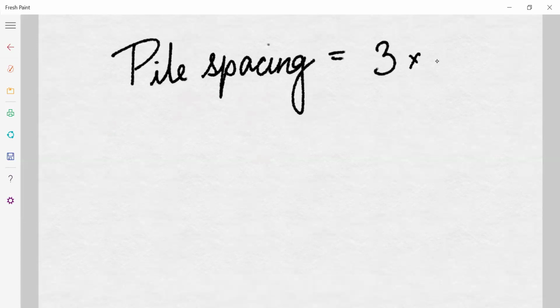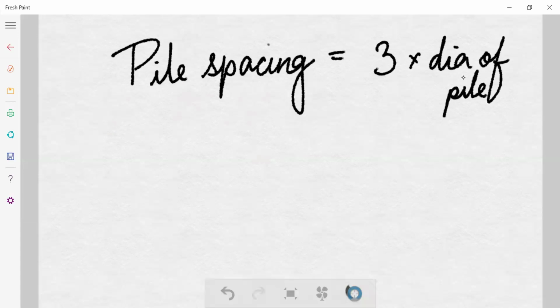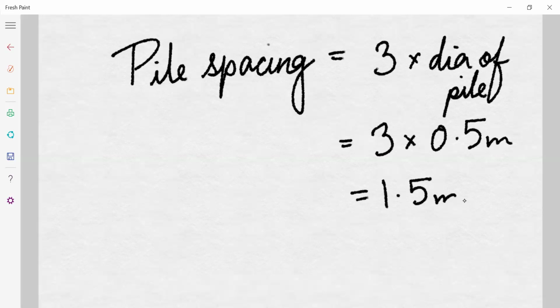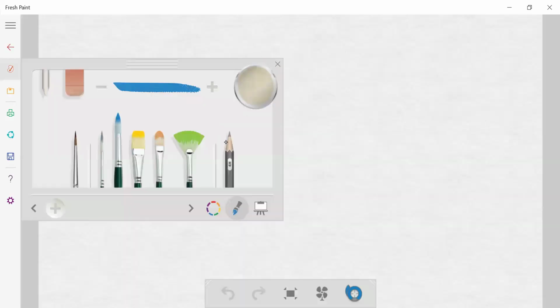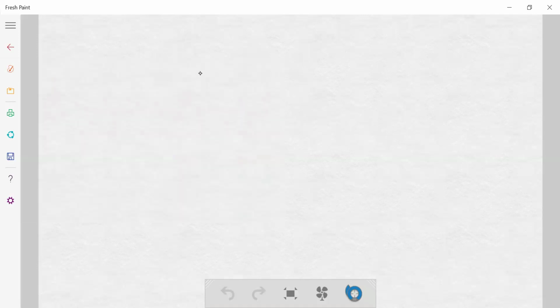So first, when the pile diameter is given to us, then we can provide the pile spacing accordingly. We take it as 3 times the diameter of pile, which is 3 into 0.5 meter, equal to 1.5 meter spacing. Now how will we size the pile cap? Design of pile cap means finding out the size.